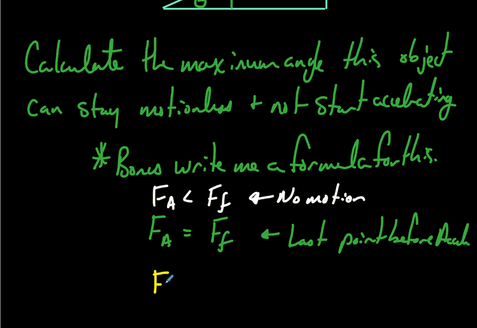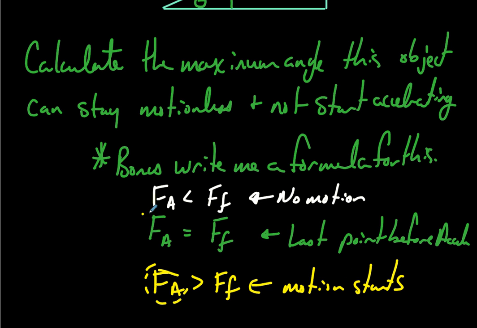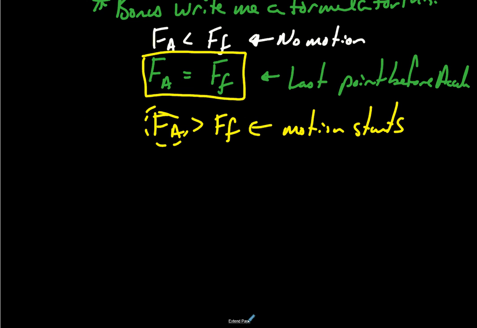And then as soon as you get a net force down the plane, in other words, as soon as FA gets larger, motion will start. So the point we're interested in is the last point possible when we have this. At what value of theta do we have FA equal to FF? That's the logic behind how we're going to solve this.